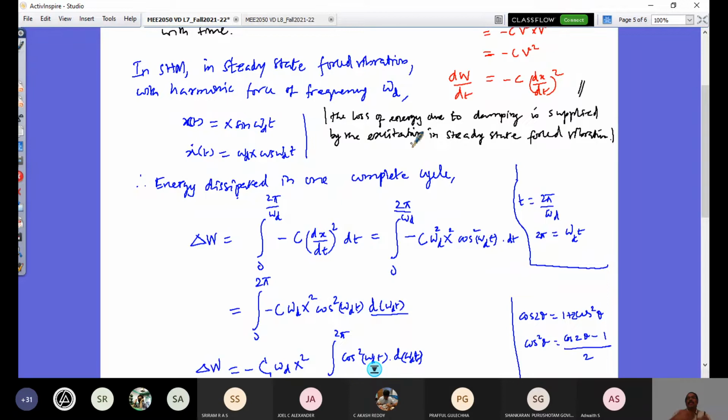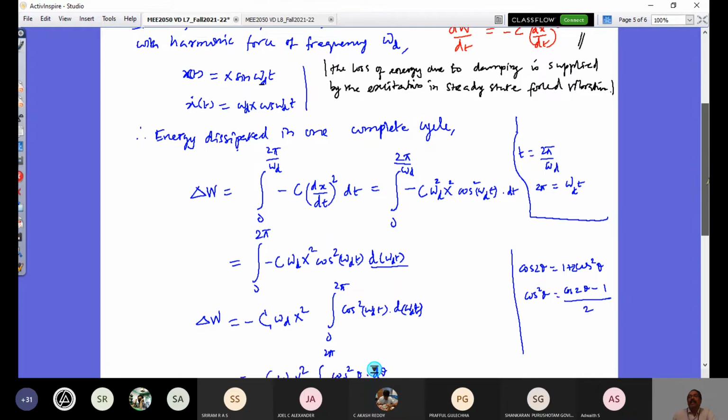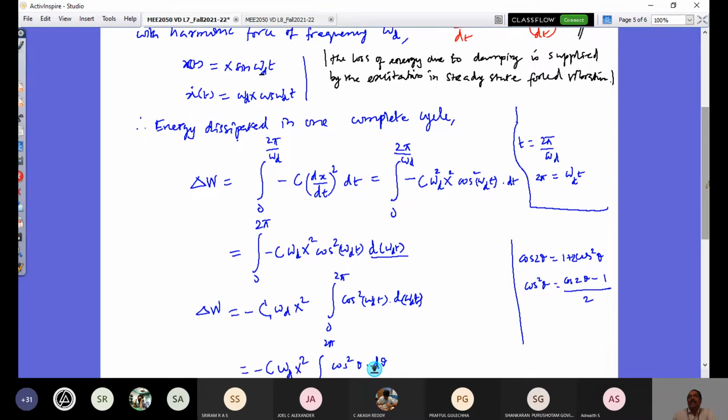So when I apply that, what will happen? Your structure will be continuously vibrating, but the system has got damping. The damping will dissipate energy. So the energy dissipation is supplied by this excitation in steady state forced vibration. So let's look at now how you find out that dissipated energy in a particular cycle. So the energy dissipated in one complete cycle would now be given from this.